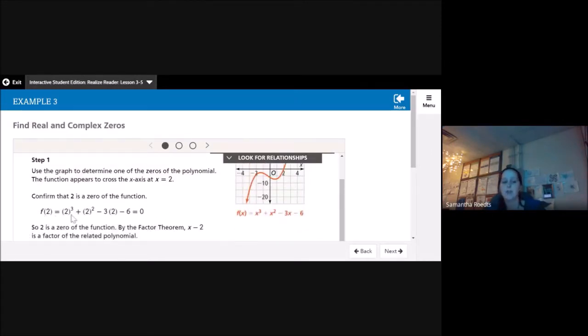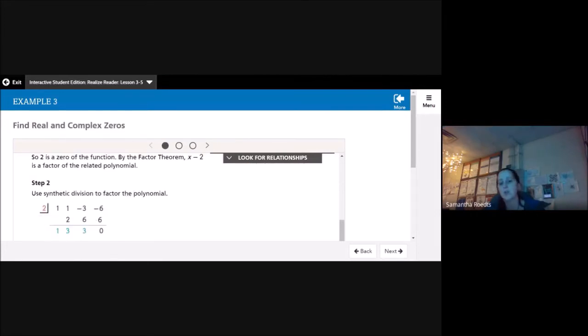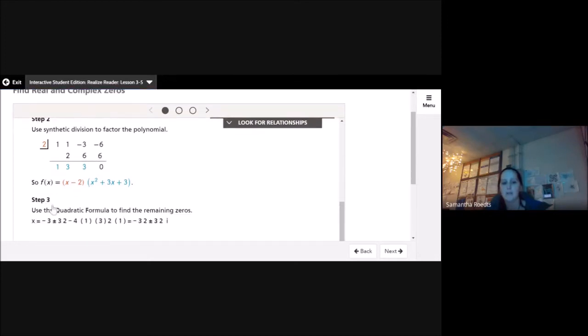F of 2 equals 2 cubed plus 2 squared minus 3 times 2 minus 6, which does equal 0, so it is a 0. So 2 is a 0 of the function. By the factor theorem, x minus 2 is a factor of the related polynomial. So step 2, I use synthetic division to factor the polynomial. This gives me x squared plus 3x plus 3 times x minus 2.